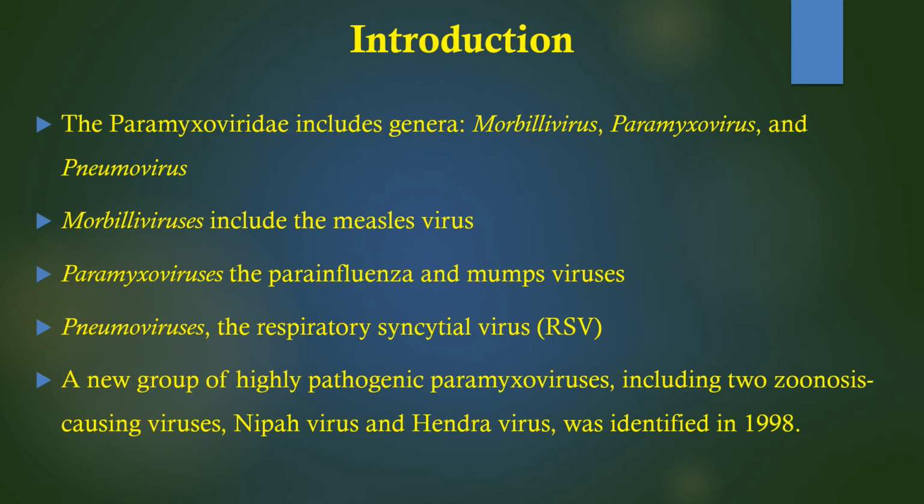Introduction. The family of Paramyxoviridae includes three genera. First one is the Paramyxovirus, second is the Morbillivirus, and third is the Pneumovirus. Human pathogens within the morbilliviruses include measles virus. And the paramyxoviruses include parainfluenza and mumps viruses. And the pneumoviruses include the respiratory syncytial viruses.